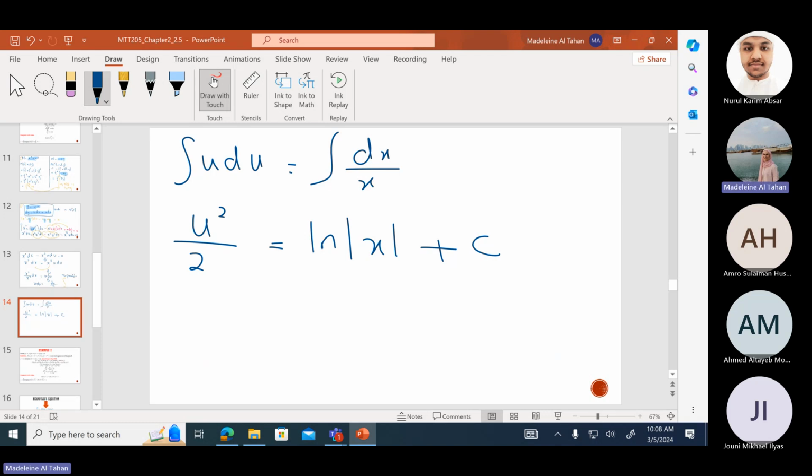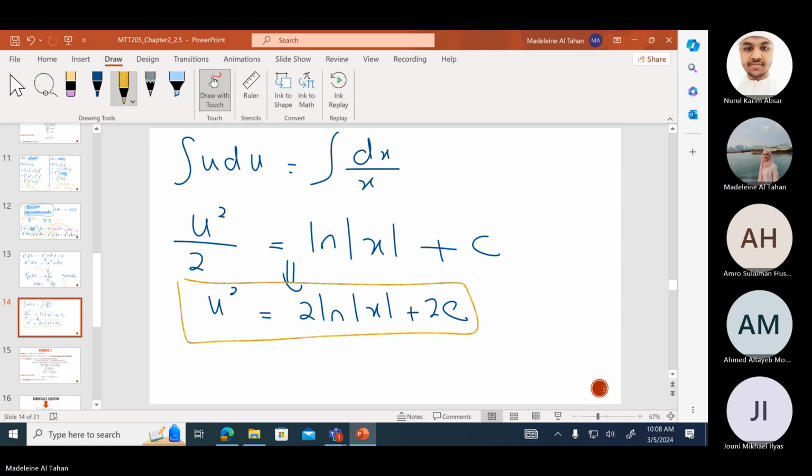Now we can write it as u squared equals ln|x| plus c, or 2c. Both of them are the same, whether we use c or 2c. But here, miss, we found u. Did we find y? So here, in this step, we found u.